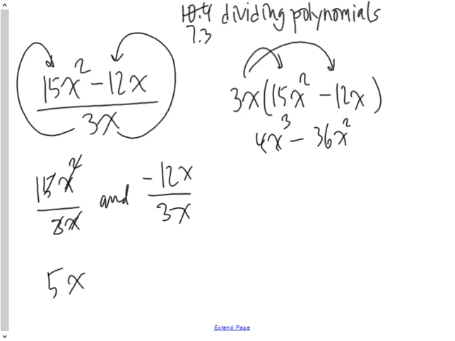And here we're going to have negative 12 over 3, which becomes negative 4. x divided by x is going to make 1, or nothing, because multiplying by 1 does not affect it. And when I do that, I'm going to end up with these two terms, which I squeeze together. The simplification for that will be 5x minus 4. Okay, so the answer to what is 15x squared minus 12x divided by 3x is 5x minus 4.